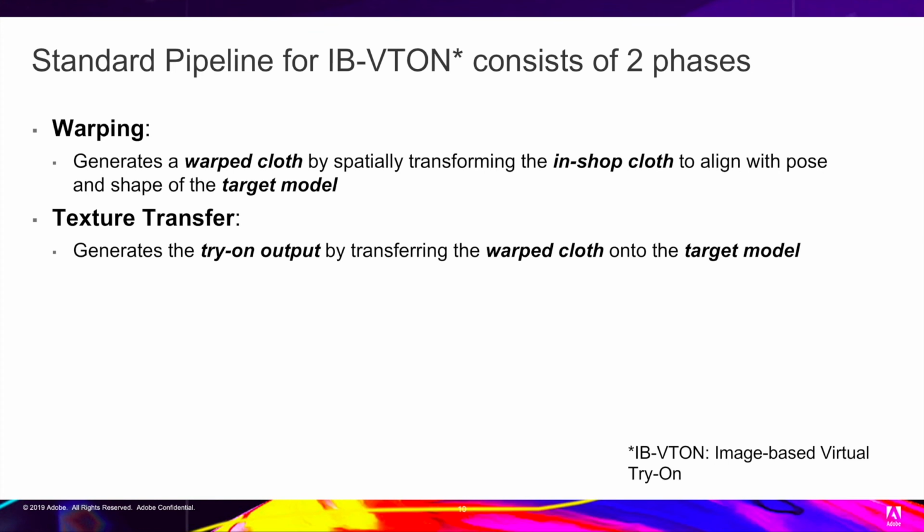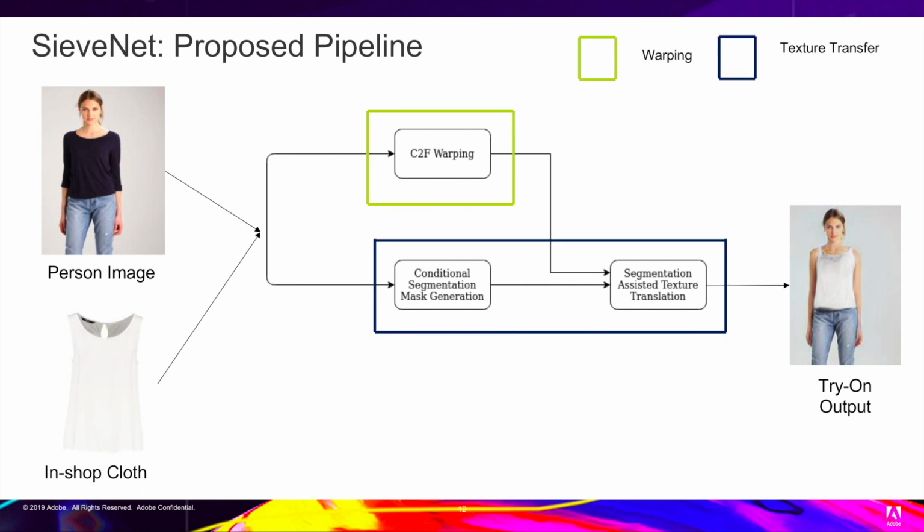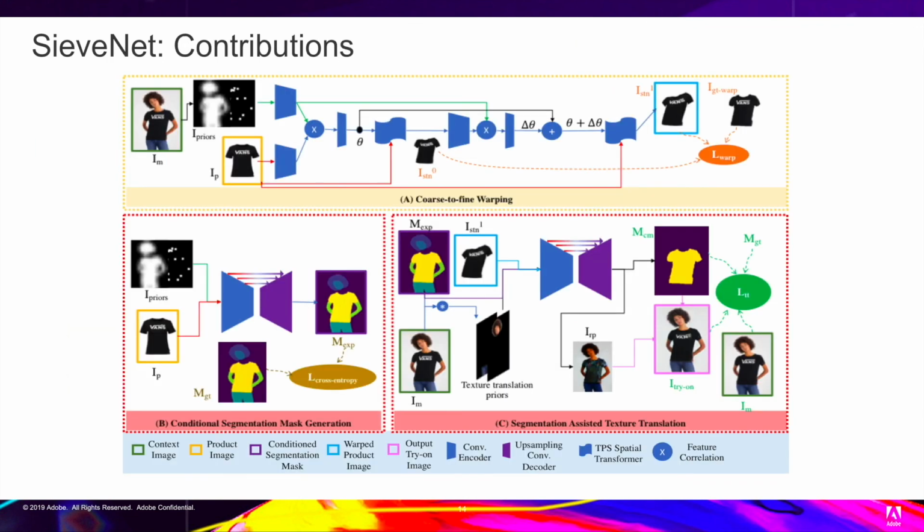So in this work, we proposed CVNet, a novel framework for image-based virtual try-on, and we break down the entire pipeline into 3 components, namely a coarse-to-fine warping component, a conditional mask generation component, and a texture translation component. These correspond to our warping and texture transfer phases respectively. So in this slide, we detail the network architectures for each of the 3 components. Next, we'll be talking about them in detail.